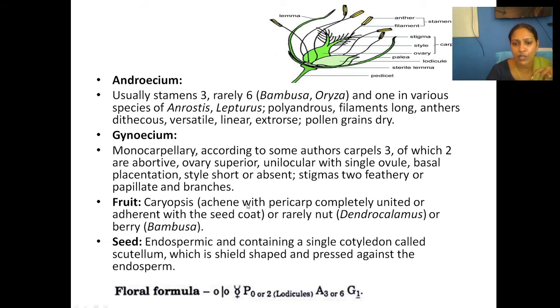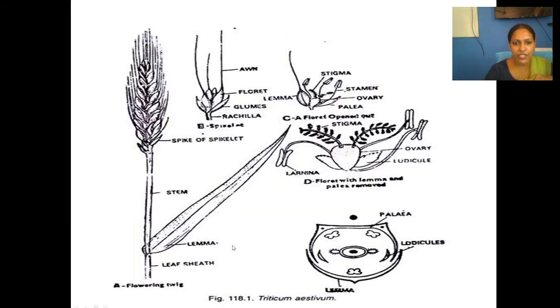And what about the floral formula? Floral formula is very easy because it is zygomorphic and bisexual. And the perianth, we are representing as 2 lodicules, okay, and the stamens can be 3 or 6. And what about the gynoecium? Only 1 is there, but because other 2 are abortive, so it is having superior ovary. Okay, so this is a feature of our wheat.